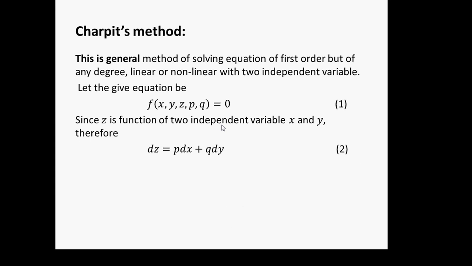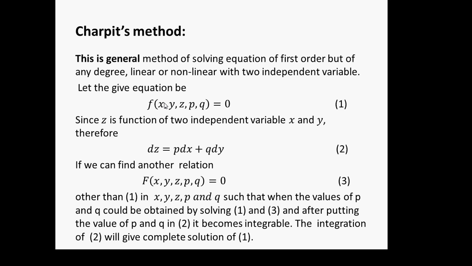In this method, let the given equation be in the form f(x, y, z, p, q) = 0, given by equation number 1. Since z is a function of two independent variables x and y, we have another relation of the form dz = p dx + q dy, denoted by equation number 2.